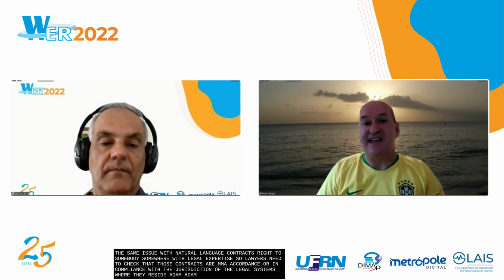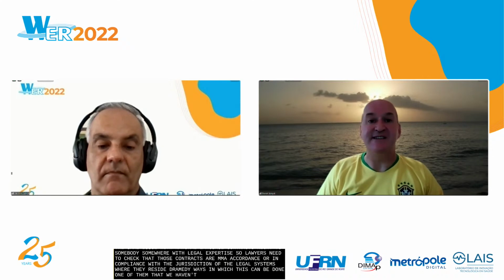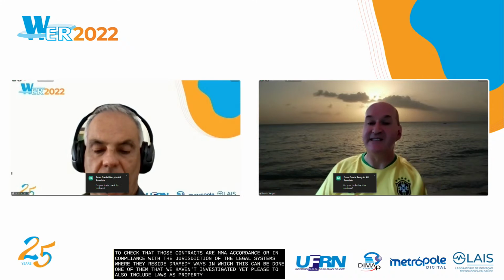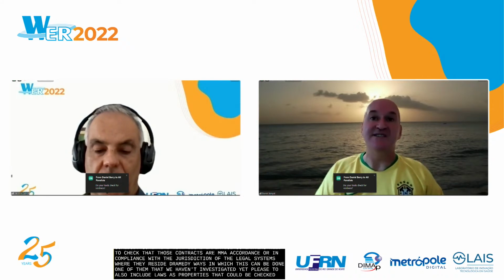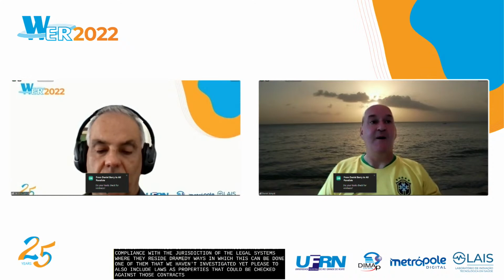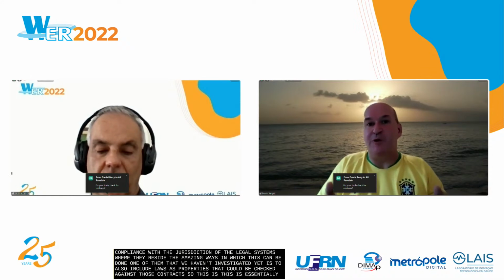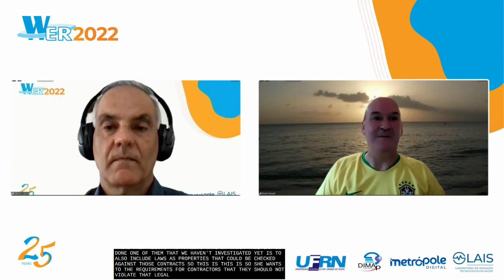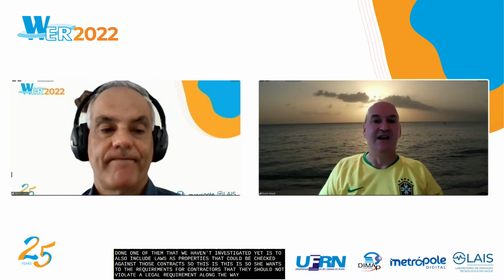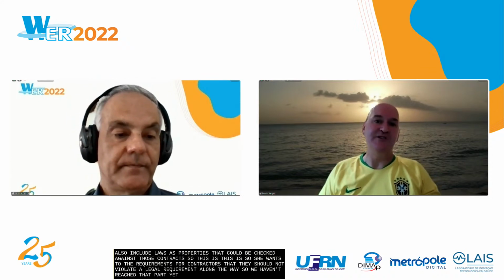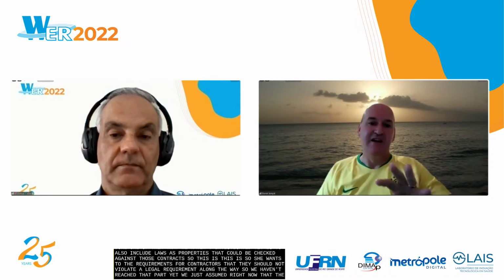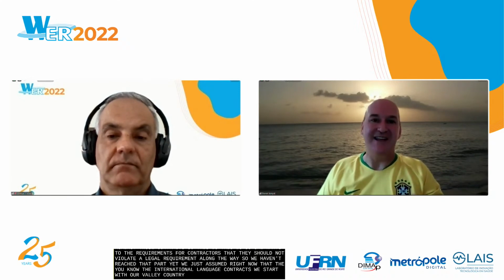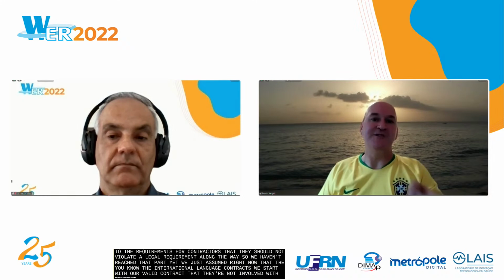There are many ways in which this can be done. One of them that we haven't investigated yet is to also encode laws as properties that could be checked against those contracts. So this is essentially one set of requirements for contracts, is that they should not violate legal requirements along the way. So we haven't reached that part yet. We just assume right now that the natural language contracts we start with are valid contracts, that they're not void with respect to the jurisdiction where they reside.